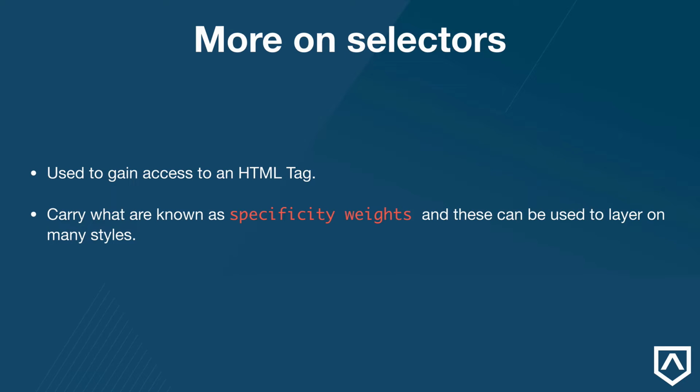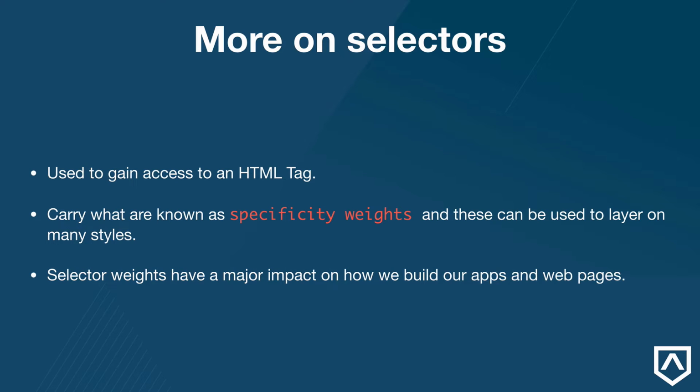Each selector type carries what are known as specificity weights, and these can be used to layer on many different styles. Selector weights have a major impact on how we build our apps and web pages, so it's really important to understand them. But let's first cover the universal selector, otherwise known as the wildcard or star.